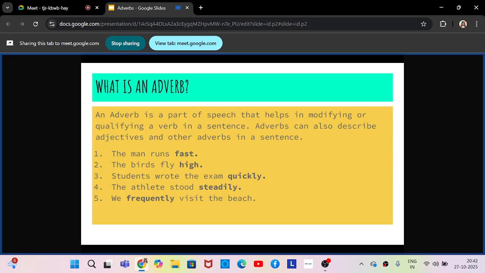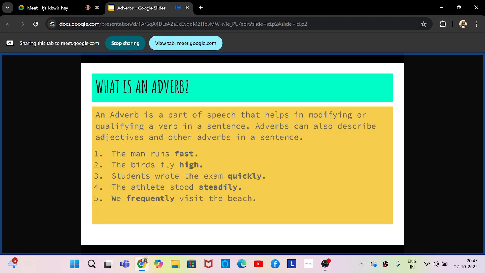So here you can see the man runs fast. Naturally the adverb is fast because I'm describing how the man runs. Similarly, the birds fly high. I'm describing how the birds fly. So what is the adverb here? High. Exactly. Next one. The students wrote the exam quickly. So I'm telling how the students wrote the exam. How did the students write the exam? Quickly. Very good.